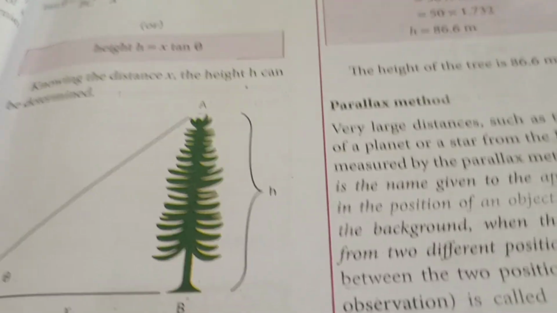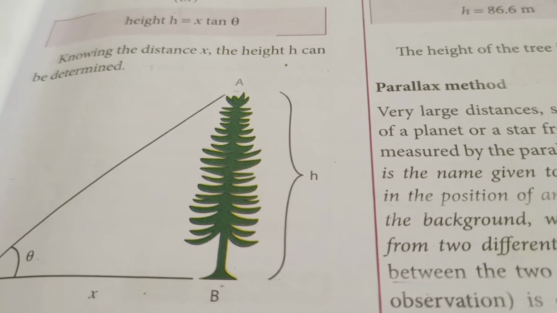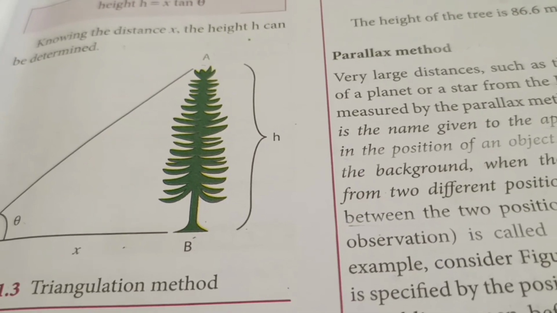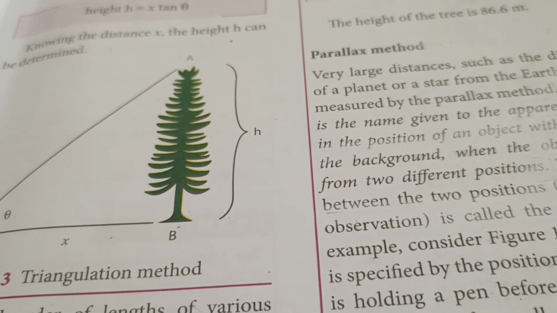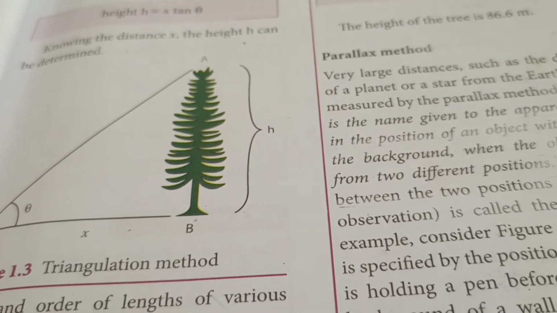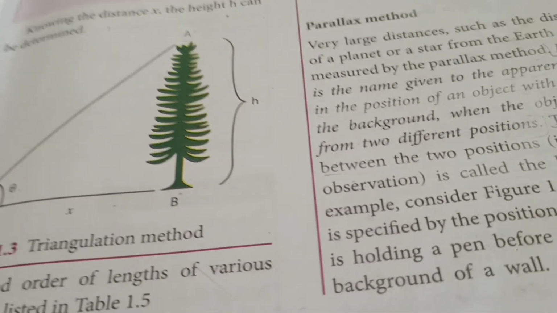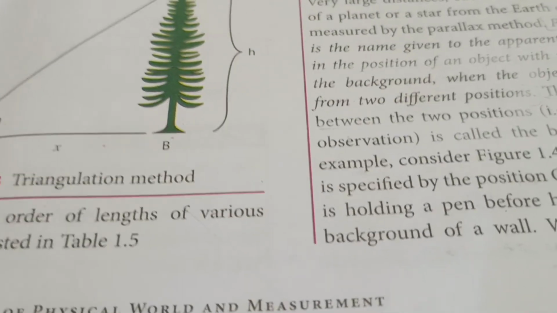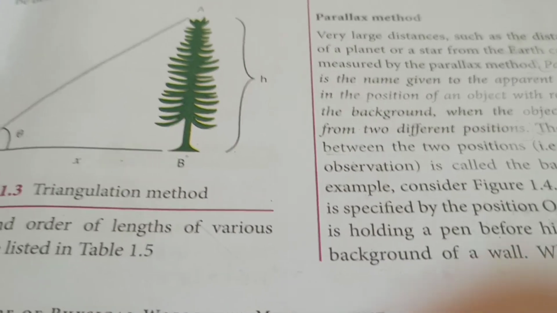The next one is the parallax method. Very large distances, such as the distance of a planet or a star from earth, can be measured by the parallax method. Parallax is the name given to the apparent change in the position of an object with respect to the background when the object is seen from two different positions, that is, left and right positions. The distance between the two points of observation is called the basis.